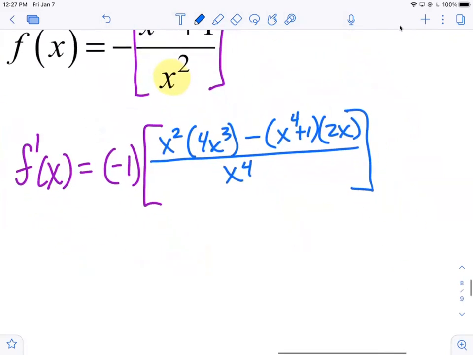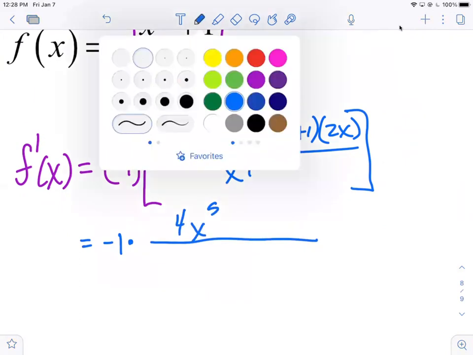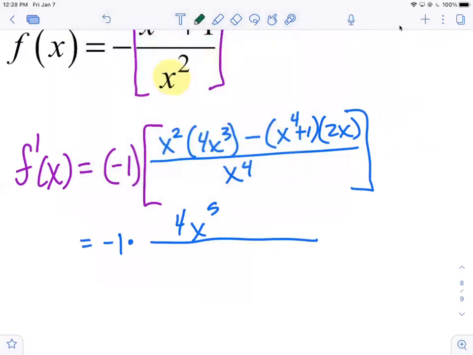All right, now we got to simplify, simplify, simplify. Still got a -1 out front times, I get a 4x to the 5th. And if I distribute, this is where it gets a little bit tricky, right? If I were to distribute, you got to be careful. I'm distributing a 2x from the right-hand side, but I'm also distributing a -1 from the left-hand side. And some people sometimes mess that up.